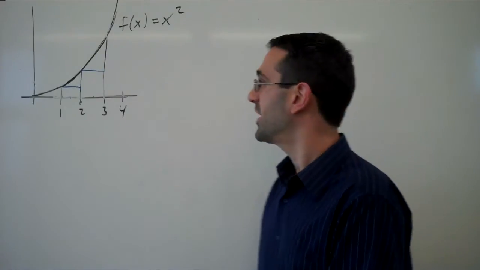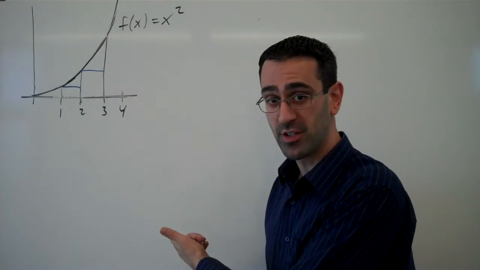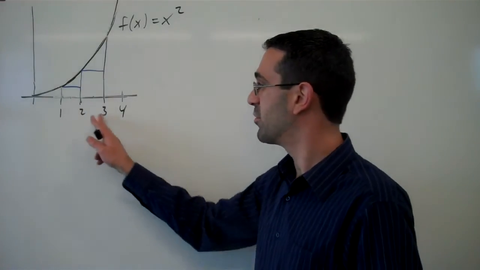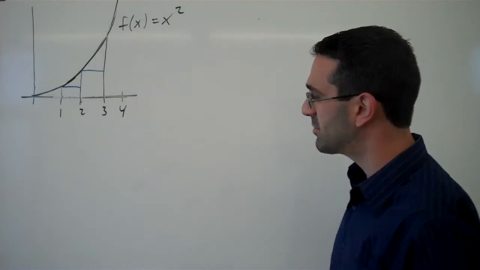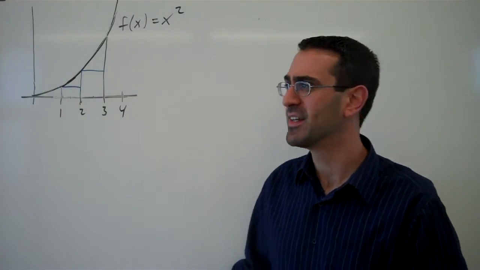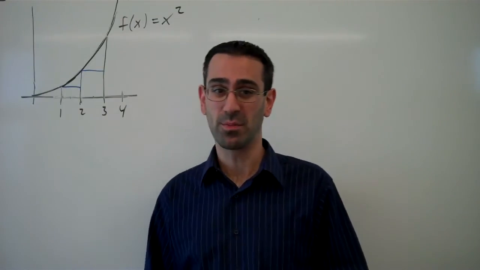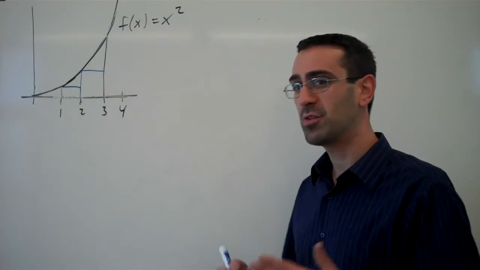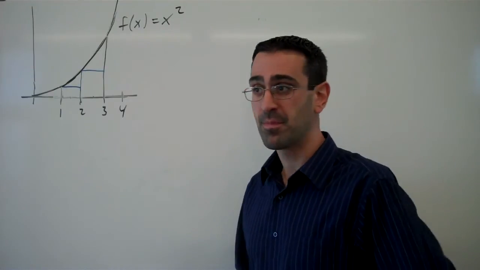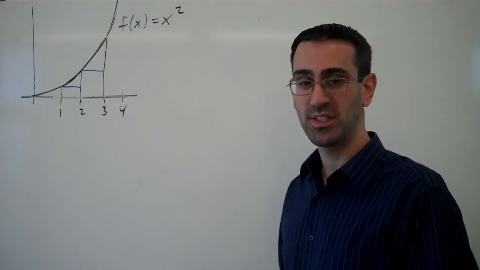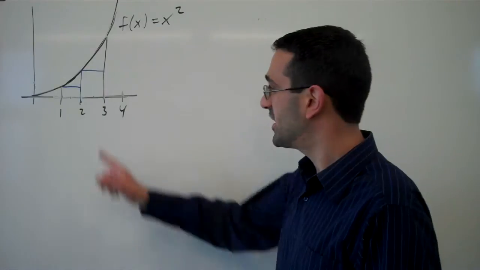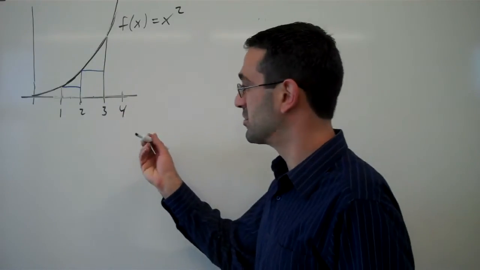So earlier we were trying to find the area under the curve f of x equals x squared from 1 to 3, and we used two subdivisions to approximate the area. And as we saw, that wasn't a particularly great approximation. So we might ask, how could I make this approximation better? One way is to increase the number of rectangles. So instead of using two subdivisions, we could use four.